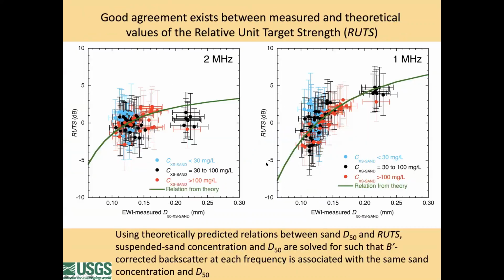When you look at the theoretical values using what we call the relative unit target strength, and that's really just relative, meaning we've gotten rid of it, it's normalized essentially. So this is the relation from theory at a 2 megahertz frequency. I plotted up sample information from the cross section in 3 different concentration ranges, only to show there's no real concentration dependence here. You can see that there's a steeper curve here, and as I said, there's more variation as you go to lower frequency. You can predict that from theory. So the relation from theory here compares well against the samples. We use these theoretical relations to then calculate the concentration and median grain size using the 2 frequencies or 3 frequencies.